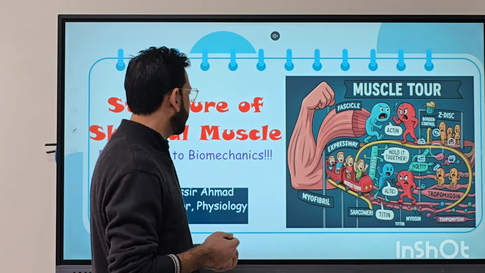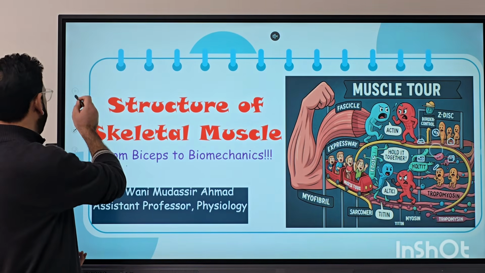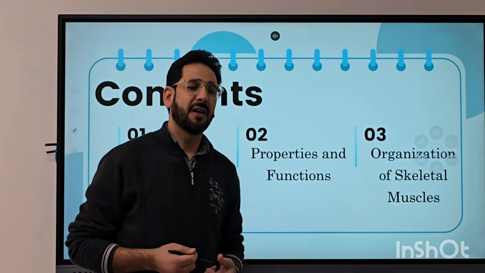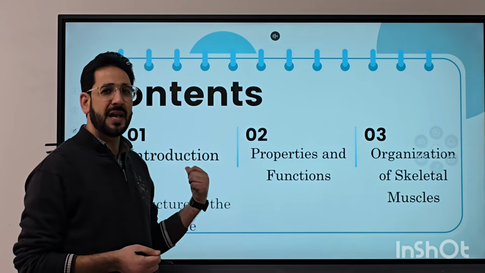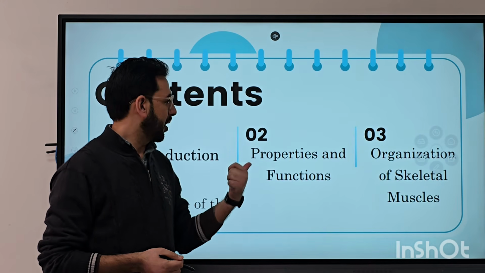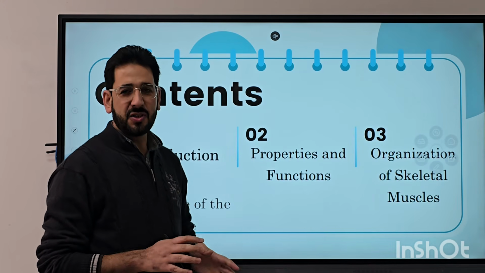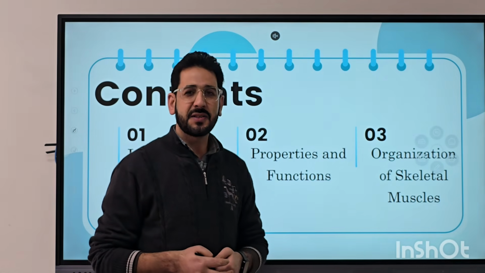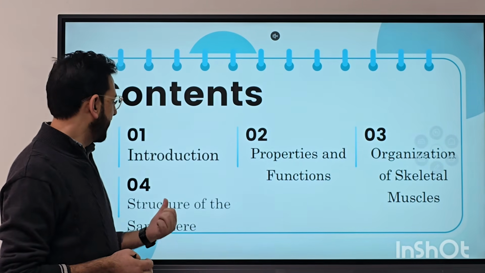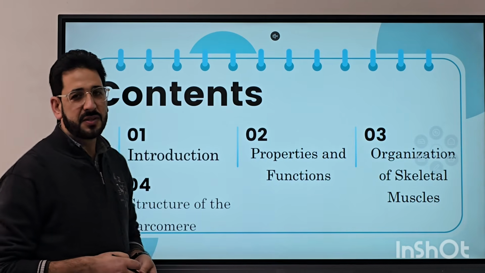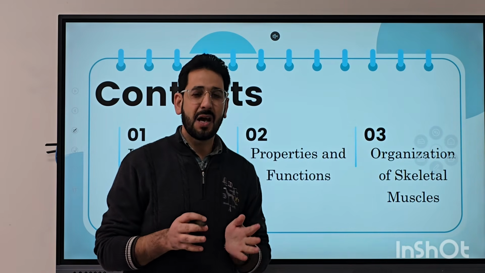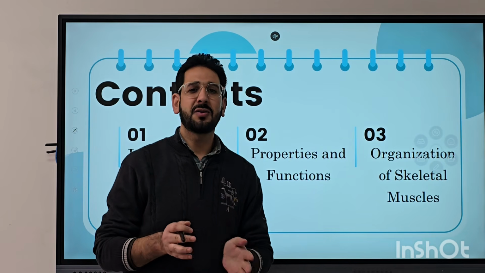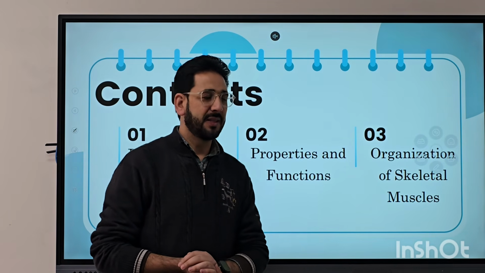Okay, let's get started. So the contents for today's lecture: we'll have the introduction to the skeletal muscles, and then we will talk about the properties and functions in brief. Then we will talk about the organization of skeletal muscles, and then the structure of the sarcomere. The sarcomere is the basic functional and the smallest contractile unit of the skeletal muscle.